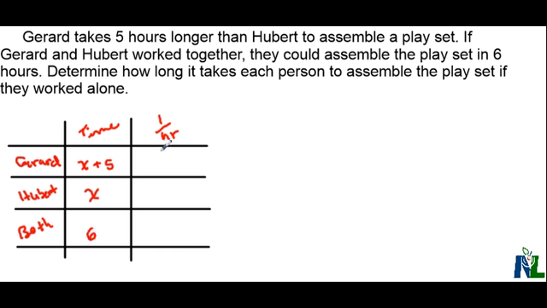So now the rate Gerard works at is 1 over X plus 5. The rate Hubert works at is 1 over X, and the rate they do it together is 1 over 6. In 1 hour they get a sixth done. So what we've created here is really an equation that relates the rate at which Gerard and Hubert do this to the rate they do it together. So writing that out in a linear form, or across the page, I'd have 1 over X plus 5 plus 1 over X is equal to 1 over 6.